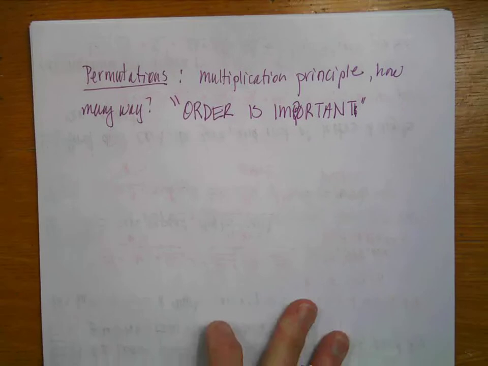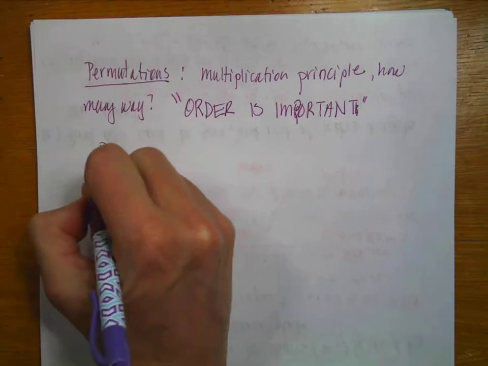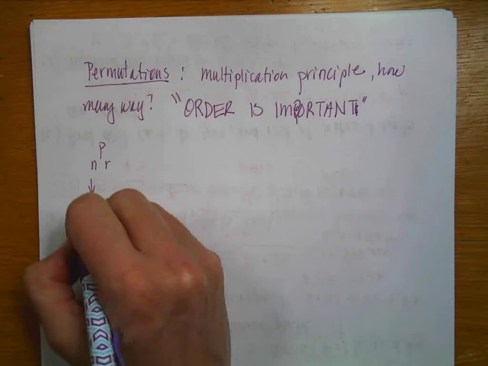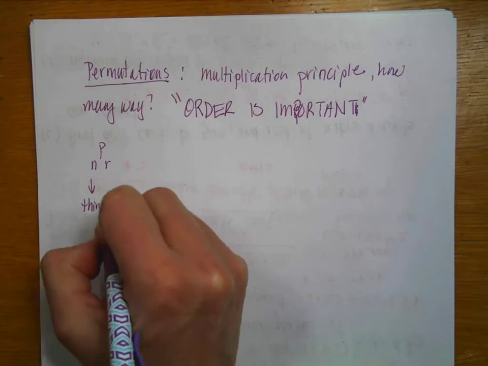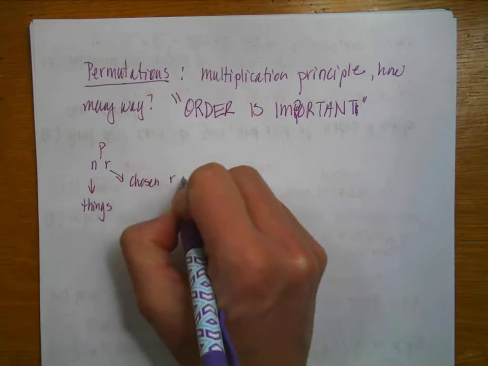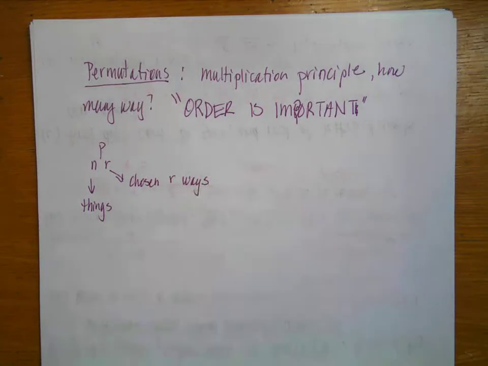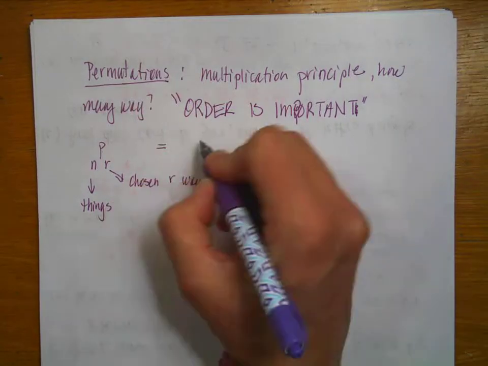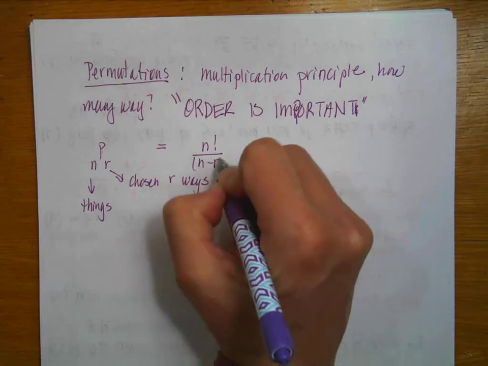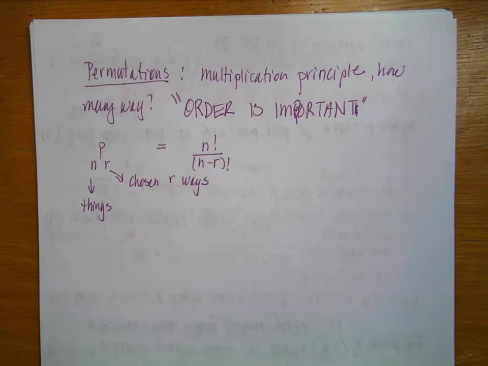Boy, I can't write this morning to save myself. So the order is important. So I'm going to show you what it technically looks like. So it's going to be a permutation of n things, and then chosen r ways. Okay? And technically, the formula for this is n factorial over n minus r factorial.